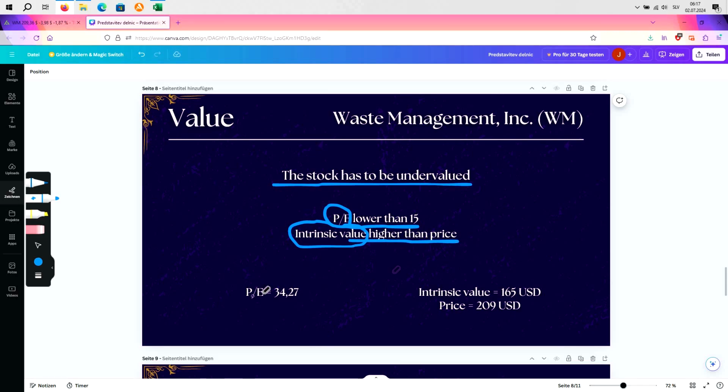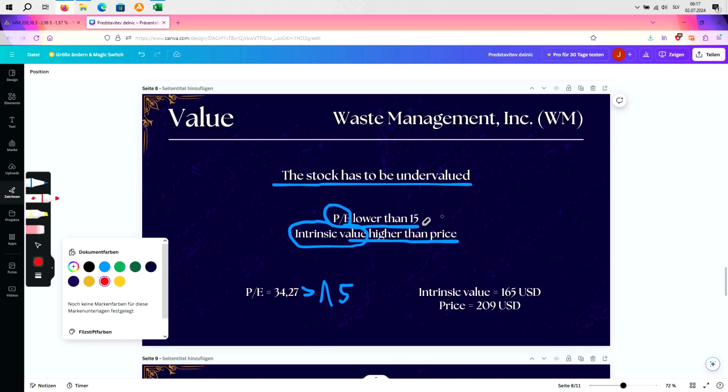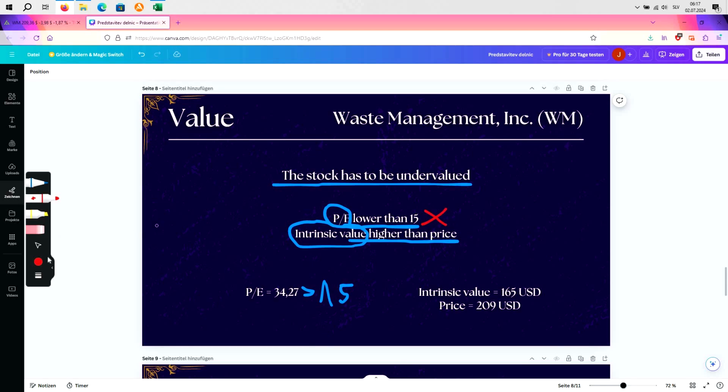Now, you can find P/E ratio and intrinsic value for Waste Management on the internet. Just literally open Google and write P/E ratio Waste Management or intrinsic value Waste Management, and you will find the numbers, okay? Now, current P/E ratio for Waste Management is around 34. So it's actually double the value of the P/E ratio that we want to see.